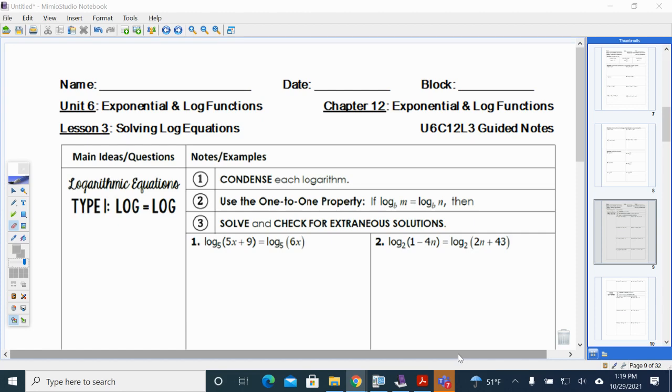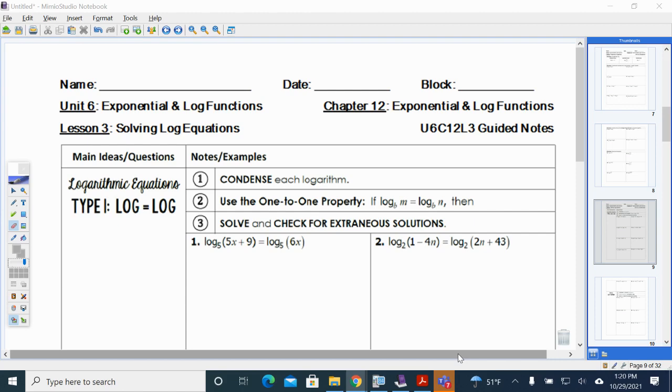The first type that we're going to look at is where we have a log on both sides of the equation. The steps here are going to tell you to first condense each logarithm. And what that means is if you've got an equation where you've got more than one log on a side, then we have to condense the logarithms together into one, like you learned how to do in lesson number 2.